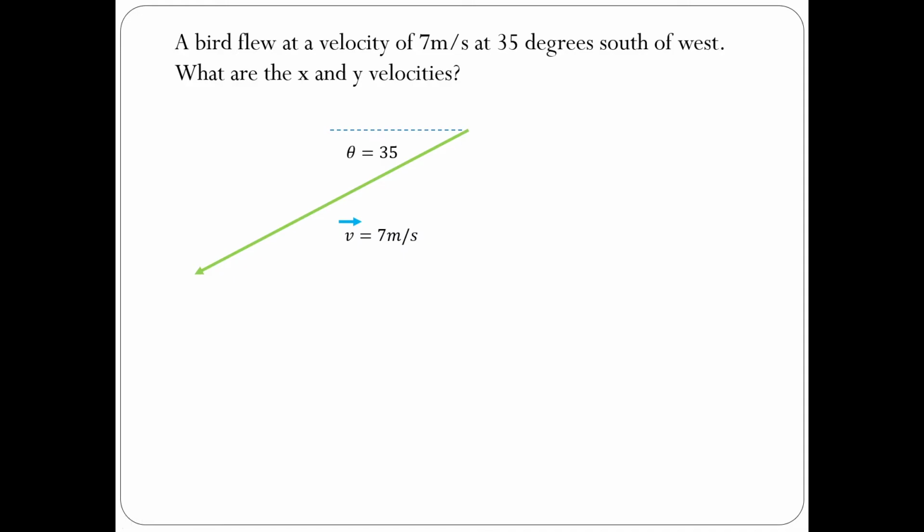A bird flew at a velocity of 7 meters per second, at 35 degrees south of west. What are the x and y velocities? Pause the video and resume when you think you have the answer.